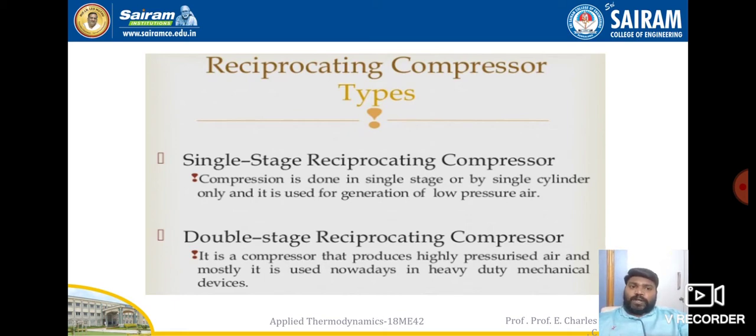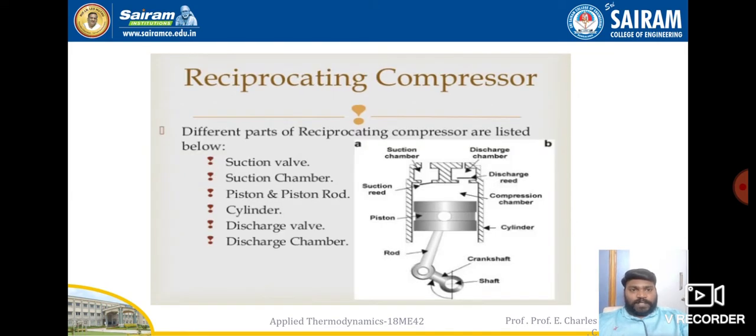Obviously, the low pressure air is obtained with the help of single stage reciprocating compressors. When it comes to the double stage compressor, it gives highly pressurized air, and it is used nowadays in heavy duty mechanical devices. These double stage reciprocating compressors are used. So it will be done in double stage, two stages. This air will be compressed.